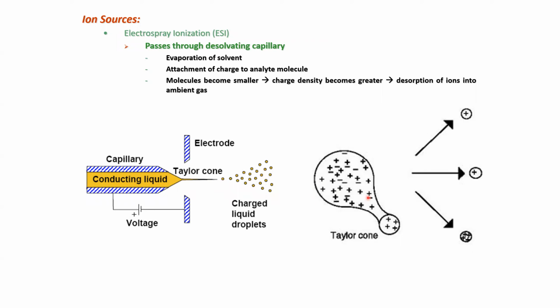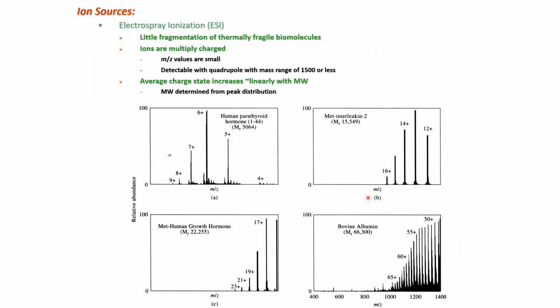Then the droplets become smaller, and so the charge density becomes greater. So we've got desorption of ions into the ambient gas. Then we get little fragmentation, which is good for thermally fragile biomolecules. Ions can sometimes be multiply charged, however, so the m/z values are small, but it's still detectable with a quadrupole setup. And then the average charge state increases more or less linearly with molecular weight.